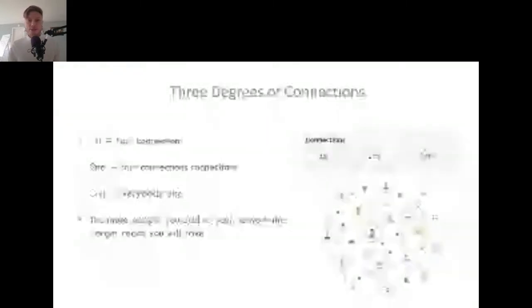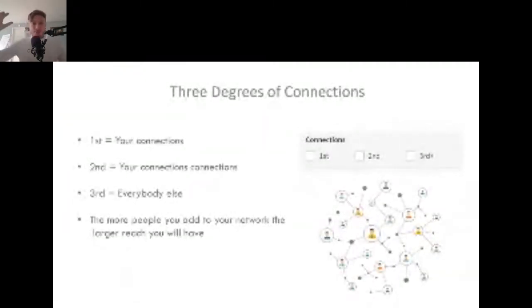The reason for this is that LinkedIn is built on 3 degrees of connection. Your first degree connections are the people you add or the people who have added you. Then you have your second degree connections. This is where LinkedIn becomes valuable, because when you add somebody, you get access to their network.